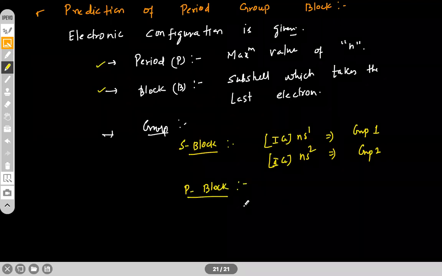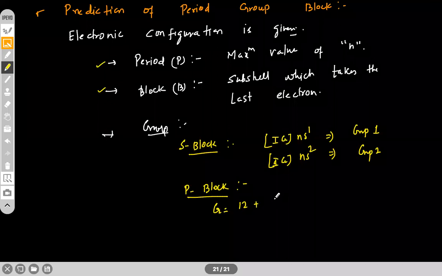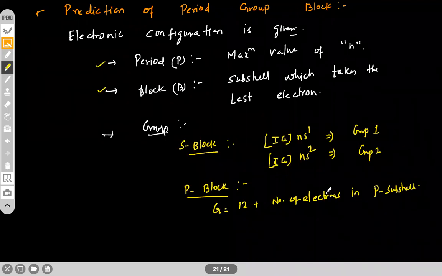For P block, we'll write the group is equal to 12 plus the number of electrons in the P subshell. In the P subshell, the outermost P subshell. Okay. We can write down this 12 plus the number of electrons in the P subshell.